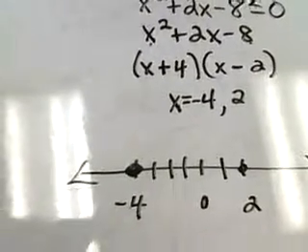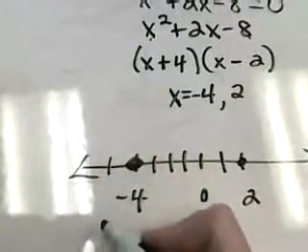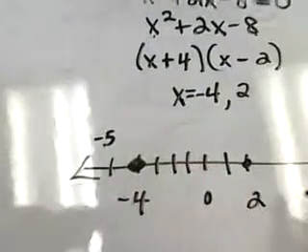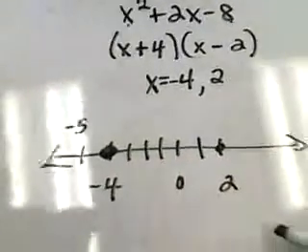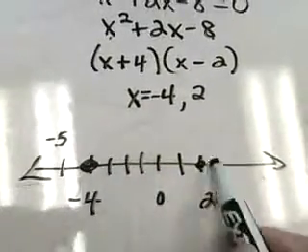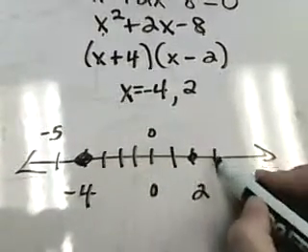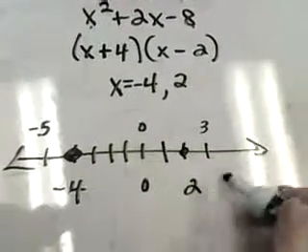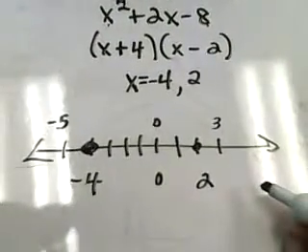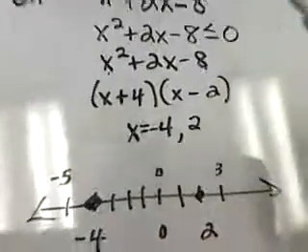Now you're going to test points. You're going to test points to the left. So if I pick a number left of negative 4, I'm going to test negative 5. I'm going to test a number in between, so I'm going to test 0. And test a number to the right, so I'm going to test 3. Now you could test any number. You could test 100 because it's to the right of 2, but I like to choose the easiest numbers possible. Now what you're going to do with these is put them back into your very original.